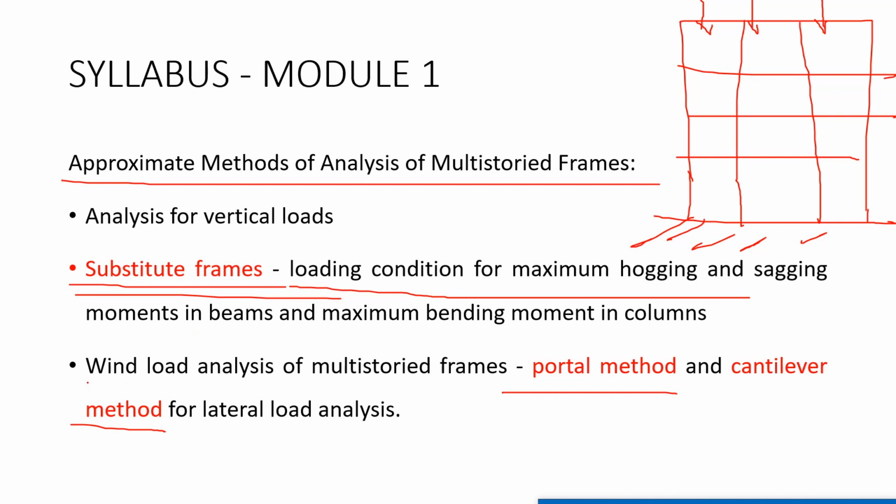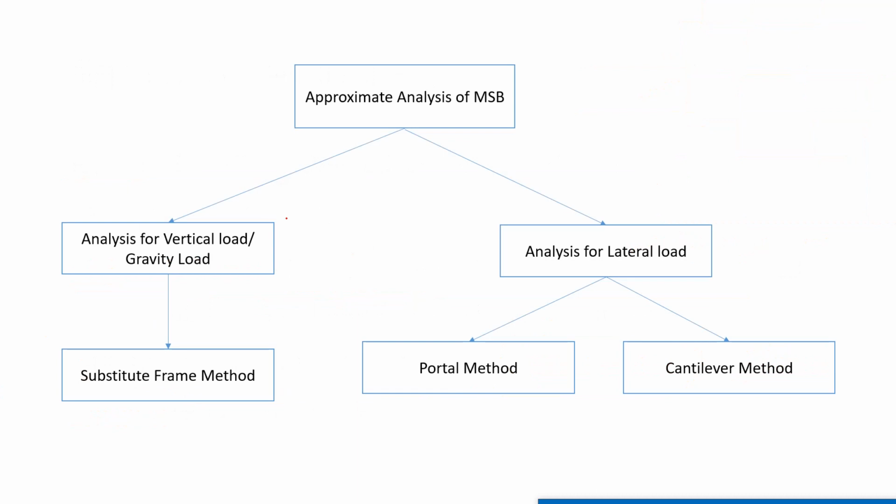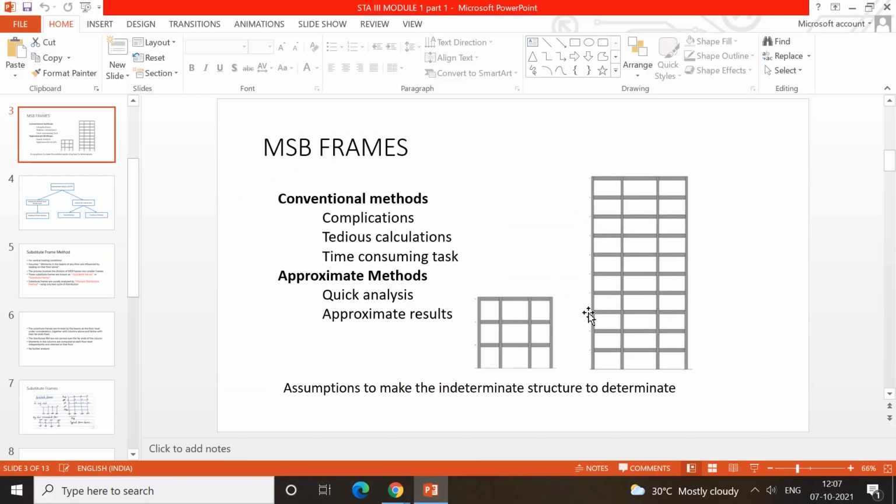And then the wind load analysis of multi-story building frames, or building frames subjected to lateral loads. Wind load is a lateral load. For the lateral load, we have two methods, portal method and cantilever method. So this is the entire structure of the first module, approximate analysis of multi-story buildings. For the vertical load, we have the substitute frame method, and for the lateral load, we have the portal method and cantilever method.